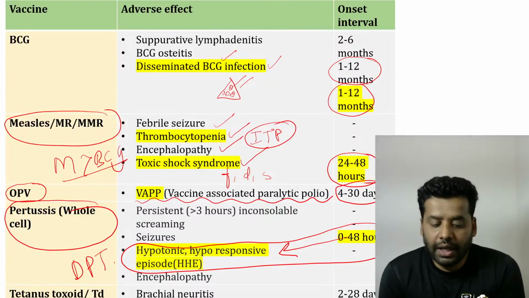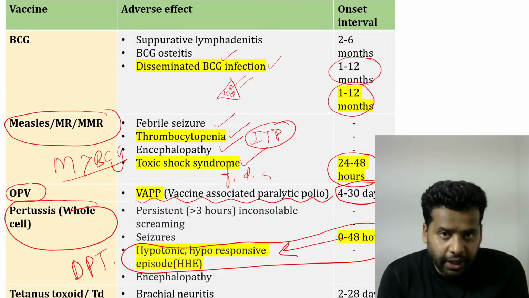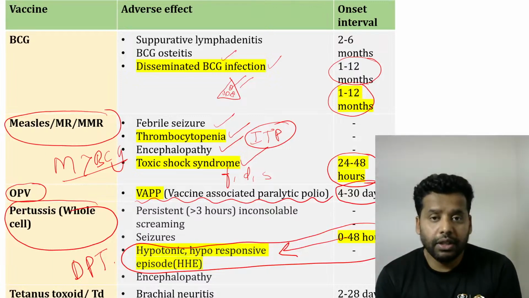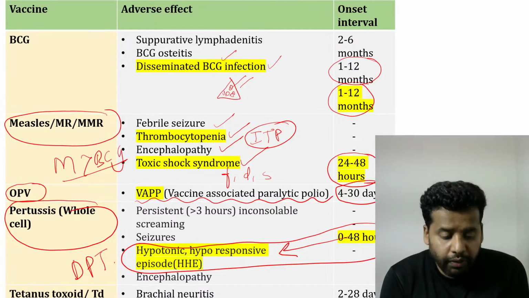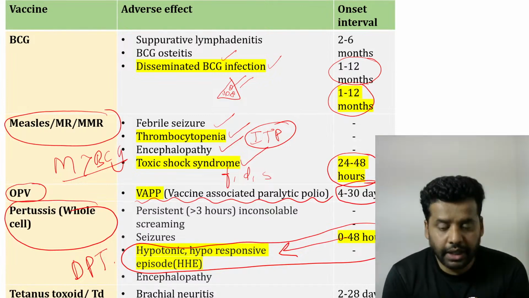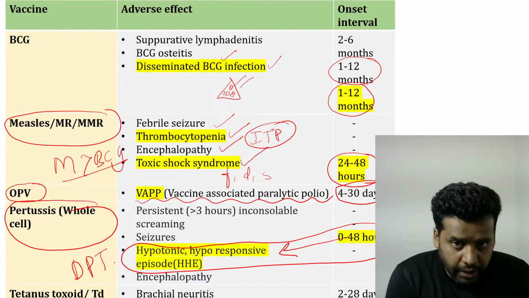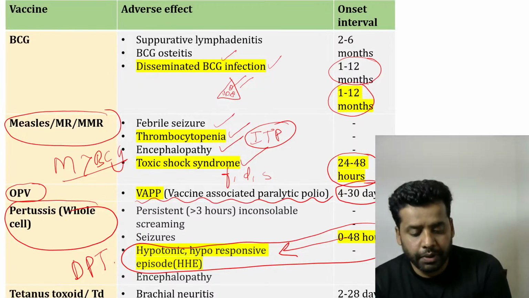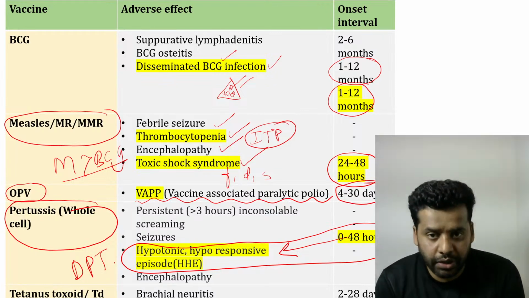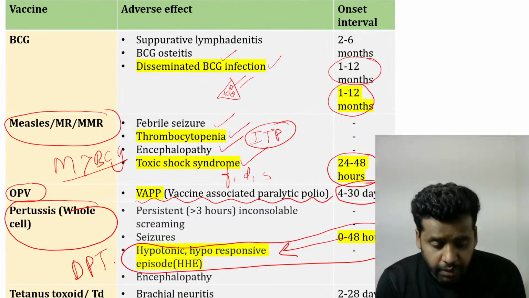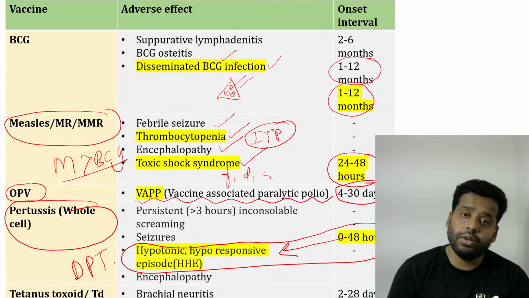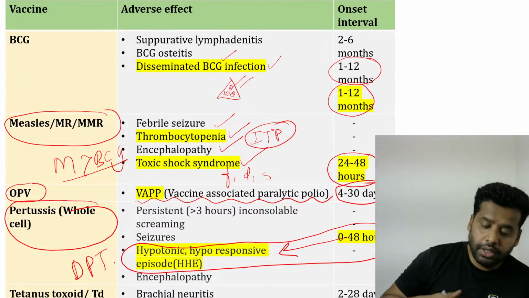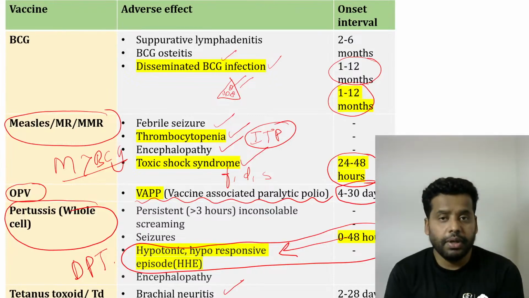Encephalopathy. So what will happen if there are serious complications like screaming, encephalopathy, high grade fever or seizures? In the future, we are not repeating the pertussis component in the child. We are giving only DT vaccine. Screaming and hypotonic hyporesponsive episodes are sometimes not mentioned as contraindications, but encephalopathy and febrile seizures are contraindications. We don't repeat the pertussis component in the future. For tetanus toxoid or TD, the side effect is brachial neuritis.